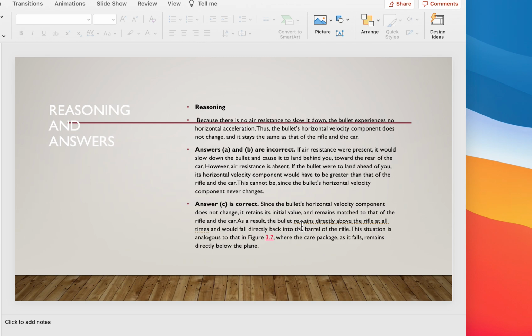the Vx remains the same, and in the y direction, the bullet's component matches that of the rifle and the car. As a result, the bullet remains directly above the rifle at all times and would fall directly back into the barrel of the rifle. This solution is analogous to the case where the car is parked.